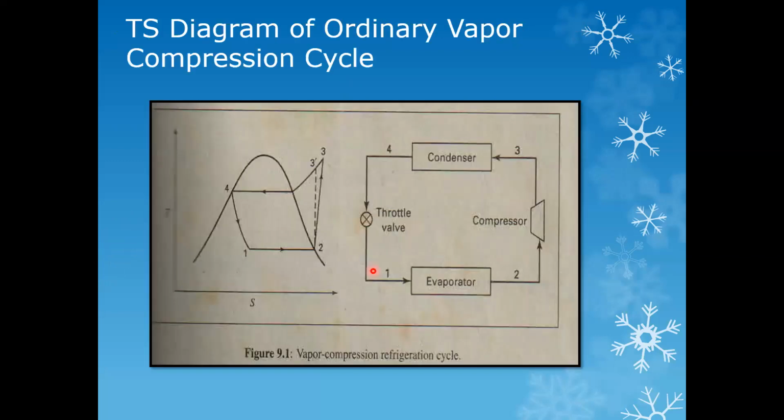So mainly the difference compared to before is the throttle valve. And because it's a throttle valve, H is constant. So this is the same as the one I showed before for the ordinary vapor compression cycle. So you use a throttle valve.